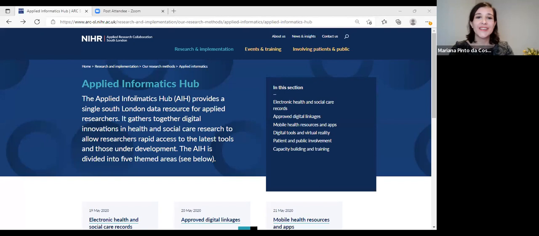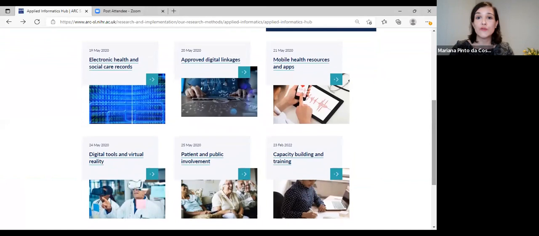I'm very pleased to be speaking today about the NIHR ARC South London Applied Informatics. One of the great resources we have is this Applied Informatics Hub, which brings together resources in digital innovation in many different areas. First, we have several projects concerning electronic health and social care records, which include not only data from London patients, from South London and Maudsley NHS Foundation Trust and King's, like the CRIS and CARI databases, but also national databases such as the UK Biobank and the National Neonatal Research Database. There are also different data linkages which join information from different clinical sources in a safe way and enable us to join data in ways that were not done before.